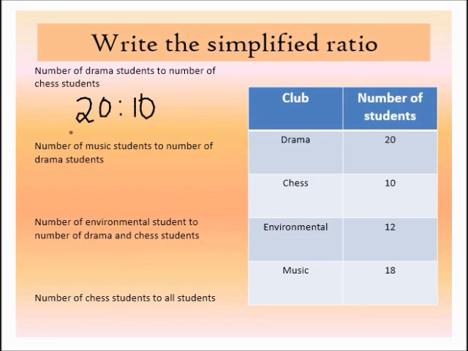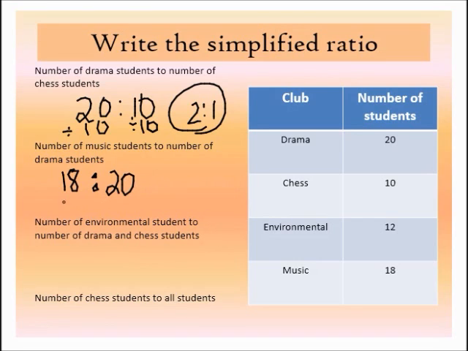And so we'll go ahead and reduce this to its lowest form. We'll divide both of these by 10. And we get 2 to 1. So this would be our final answer. Now we're going to find the ratio of the number of music students to the number of drama students. How many music students are there? There are 18 music students. So we're going to write 18 first to the number of drama students. How many drama? There are 20. So these are both divisible by 2. We're going to divide both of these by 2 and we get 9 to 10. And that would be our final answer.